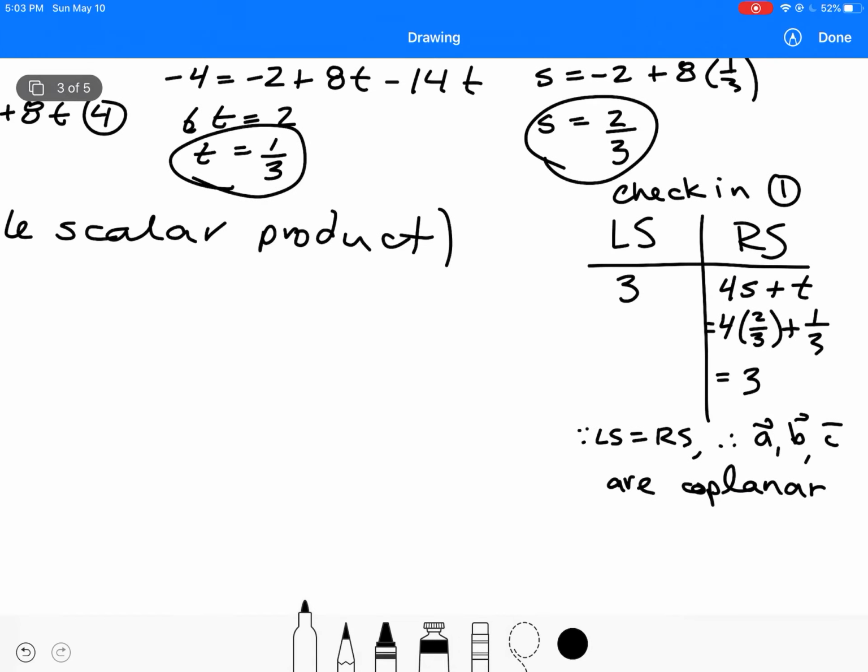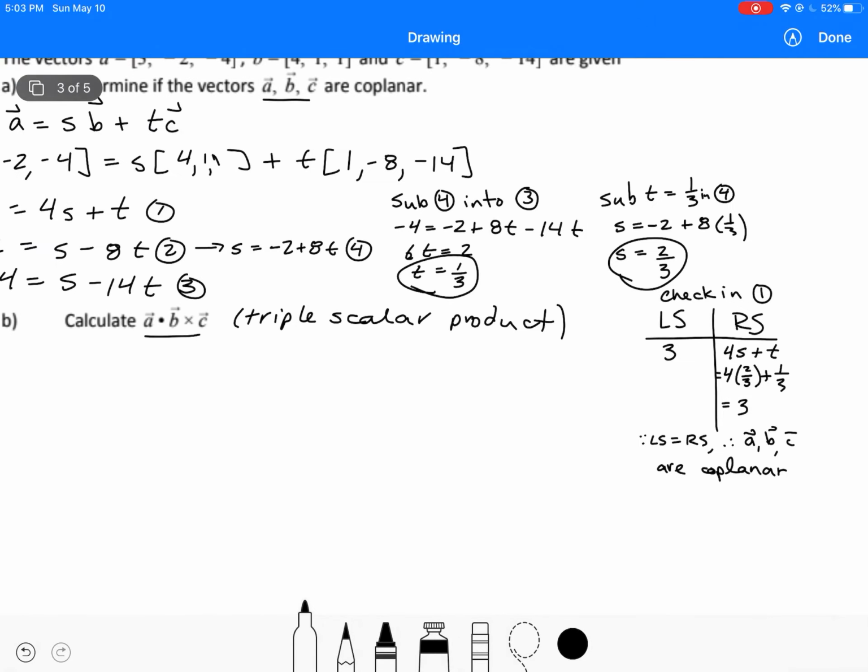So now let's check the triple scalar product and see what we get. So the first thing that we want to calculate is B cross C. So we're going to use our same method from the last video. We're going to start with our second coordinate, and then our third, and then our first, and then our second again, just to help make sure we get all the pairs.